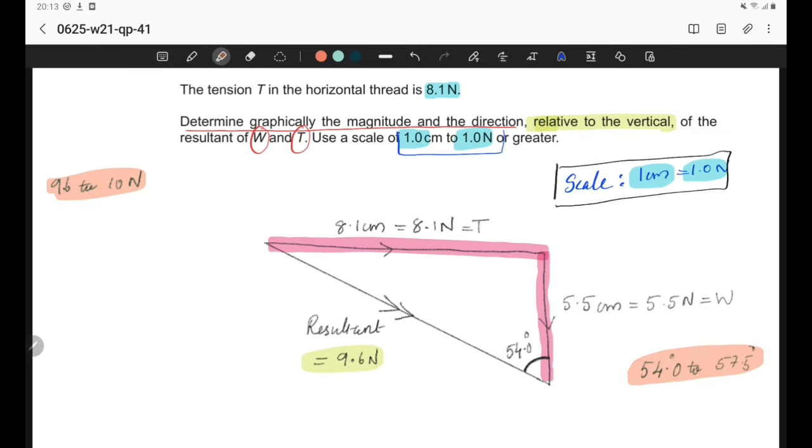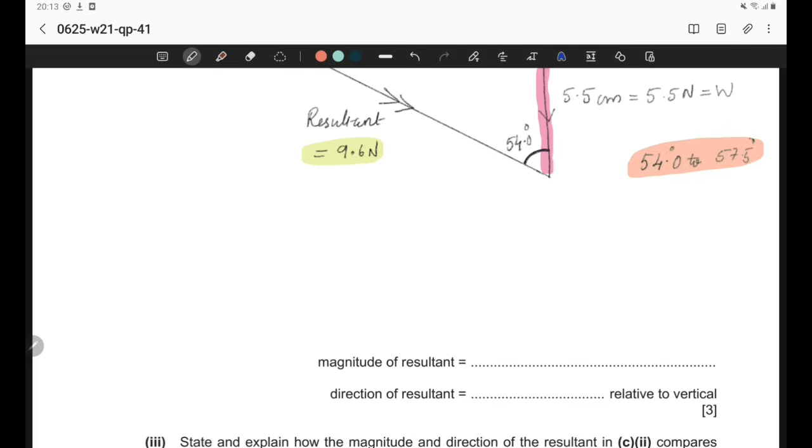So please make sure you measure both the resultant magnitude, that is the length, and the angle in order to score full mark. So in magnitude we can write 9.6 Newton, and direction relative to vertical, if we have measured, that is 54 degree.